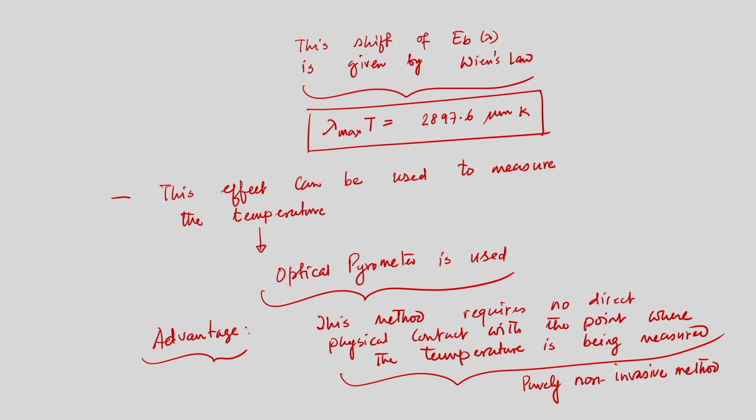We measure temperature using a hot film or hot wire anemometer. Sorry, we measure temperature using, as we have seen yesterday, a thermocouple, but in all these cases we need to go for the invasive method. That means we need direct contact, but this method requires no direct physical contact with the point where the temperature is being measured, and that is why it is known as the purely non-invasive method. So, the optical pyrometer is used to measure the temperature.